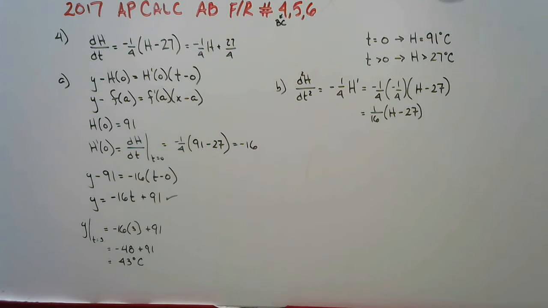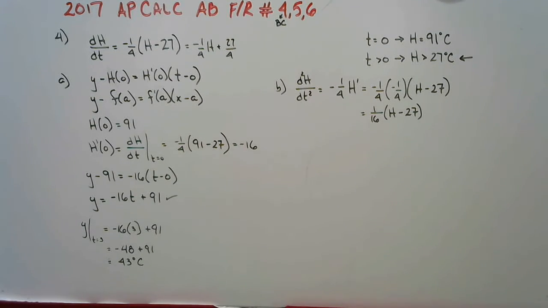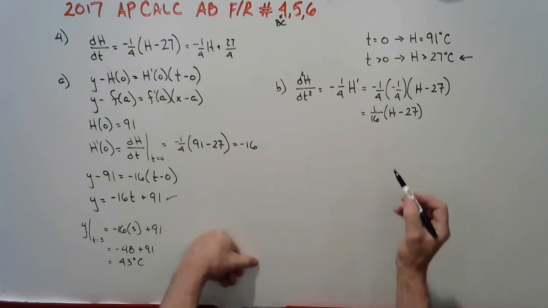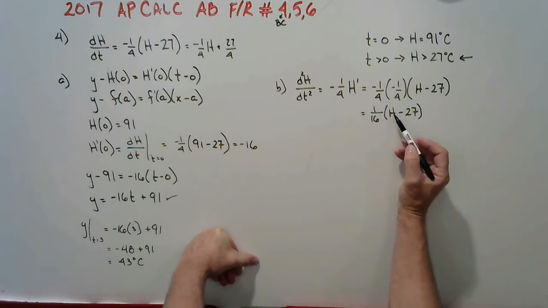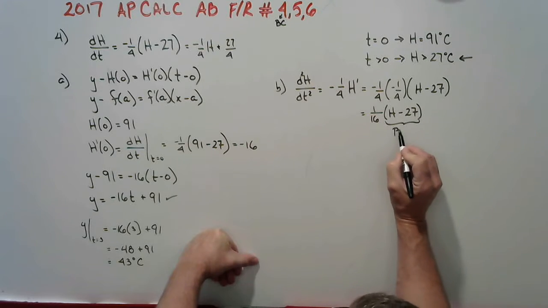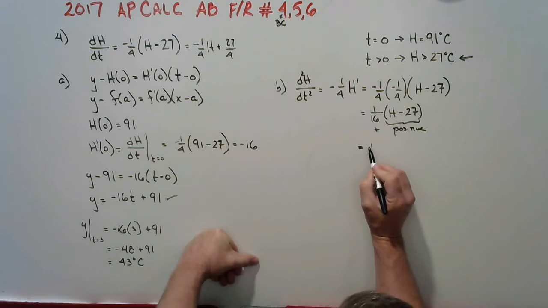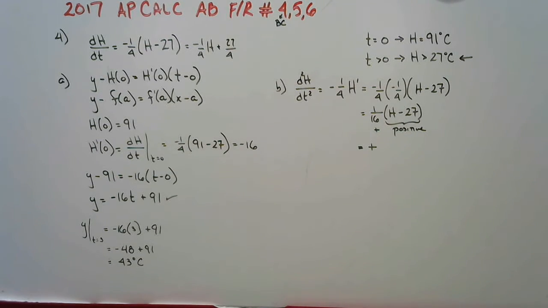Now, it told us h is always bigger than 27 degrees Celsius for any time t. So what does that mean? Well, if h is always bigger than 27, this would be a number bigger than 27, take away 27. This is positive. We already know 1/16 is positive. So our answer is positive, right? Now, what does that mean about our graph? It means our graph is concave up, right?